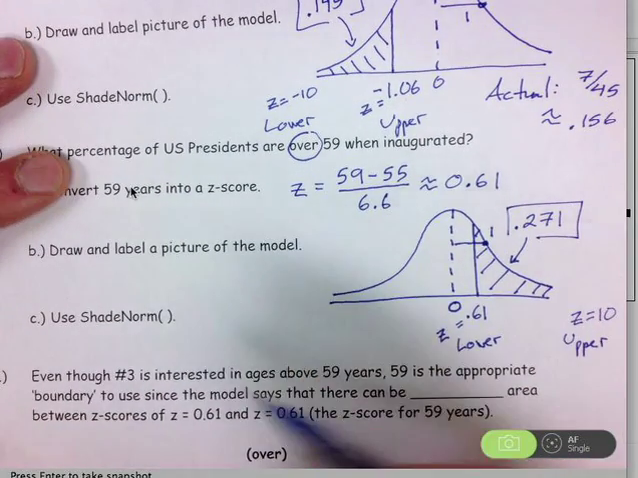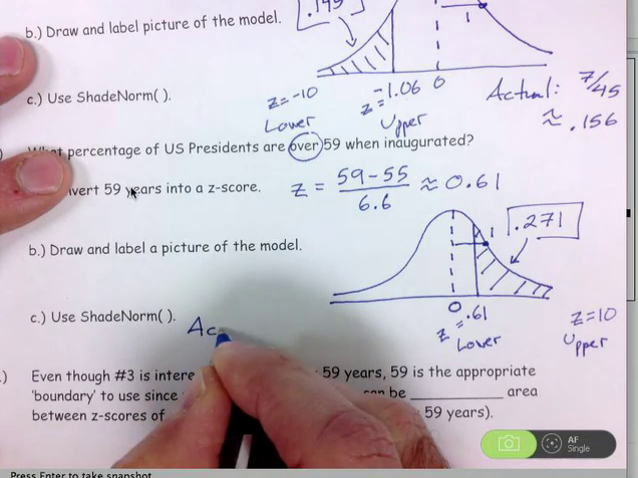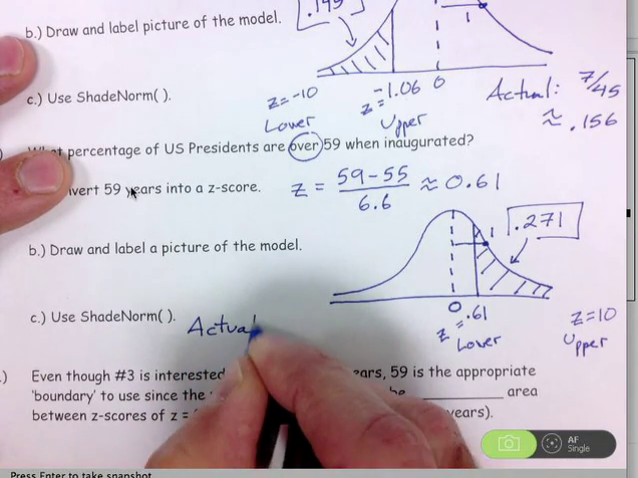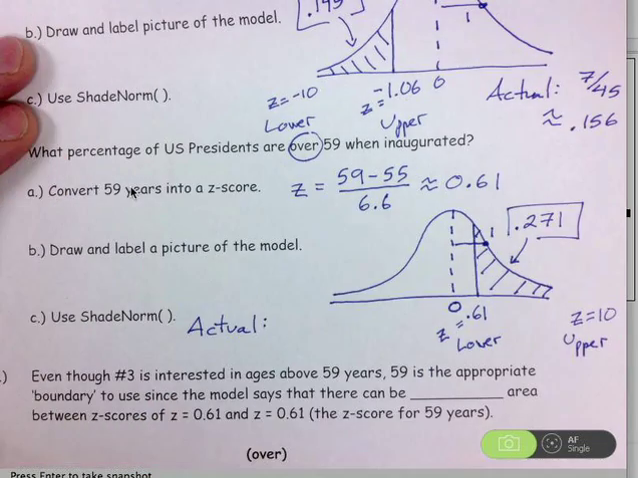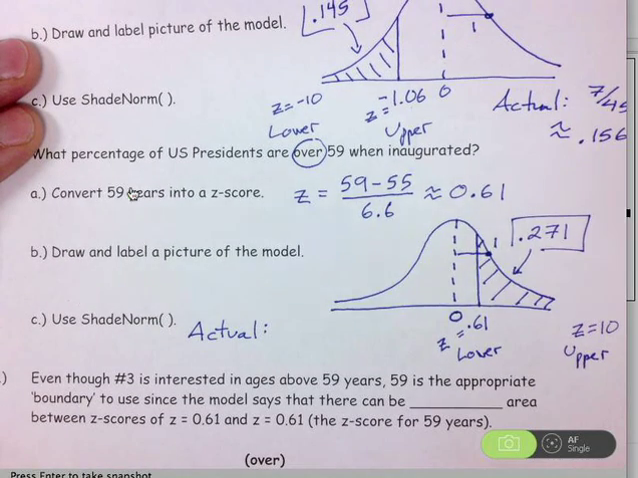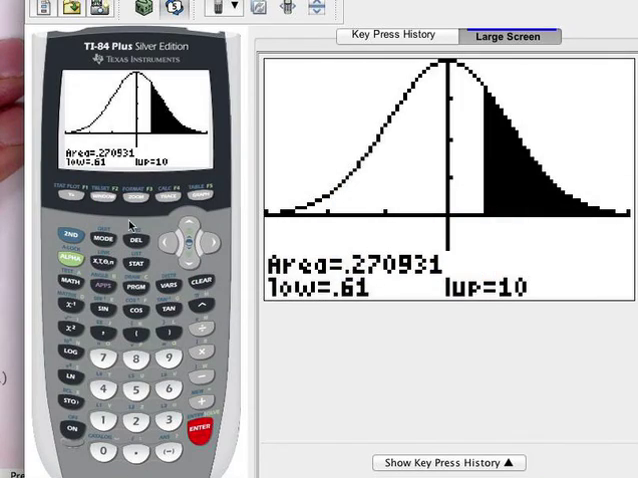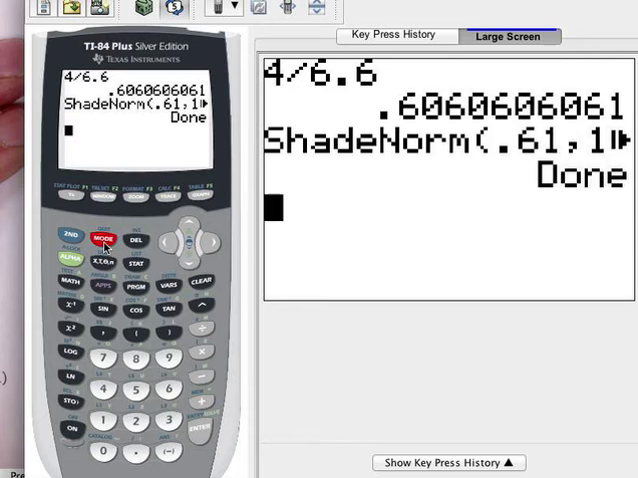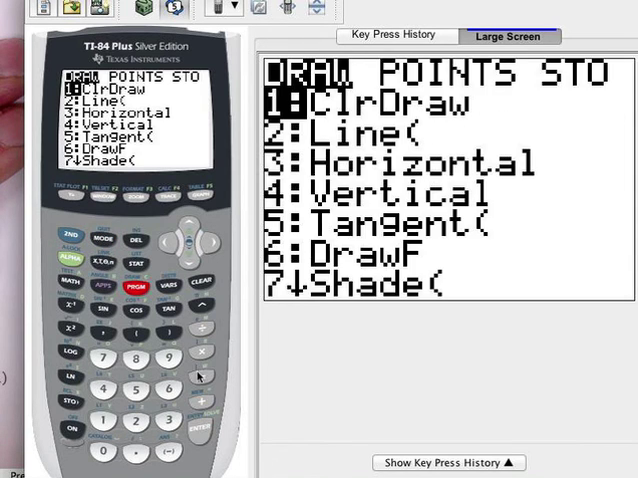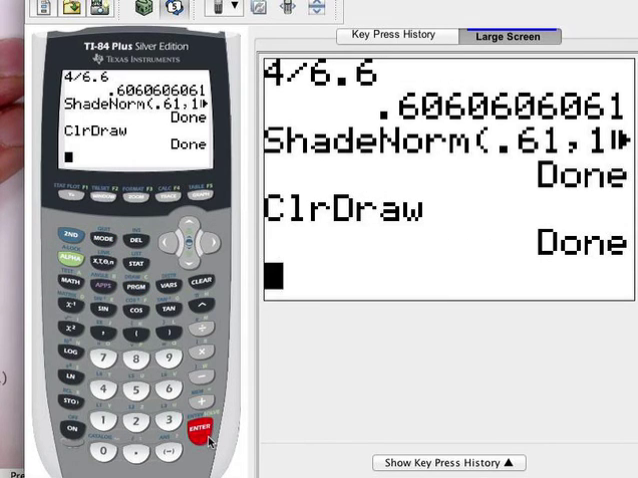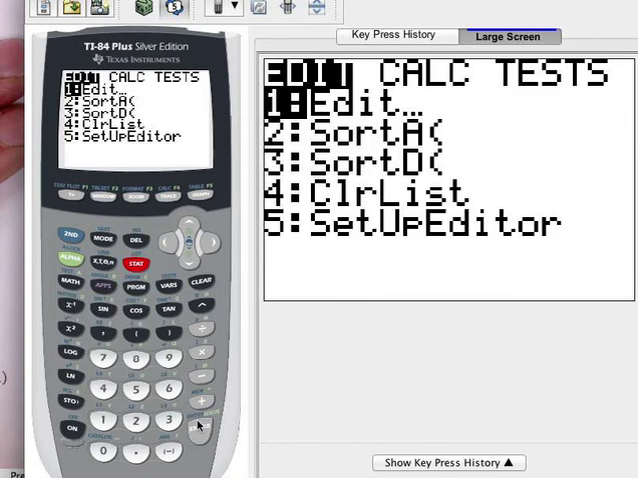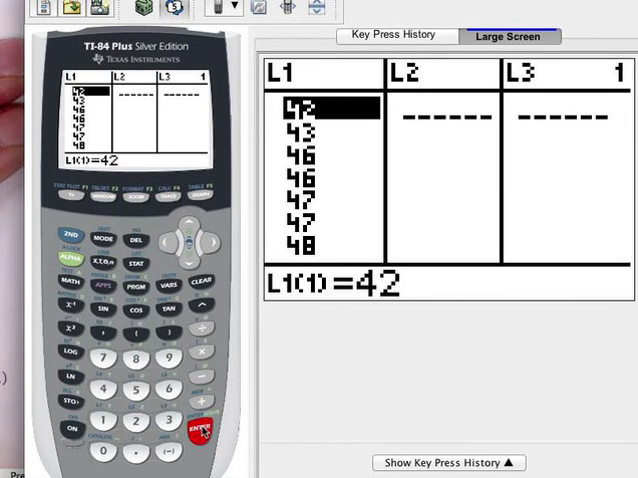So we can actually go to the data and see what the real value is. I'm interested in presidents that are over 59 when they're inaugurated. Here I'm on the drawing screen still. So before I go look at the values, I'm going to go to the home screen. And I'm also going to clear the drawing. Second program, enter, enter. So I don't forget to do that later. So now I'll go look at the data. I'm interested in how many of these presidents are over 59 when they're inaugurated. So these are at the other end of the distribution.